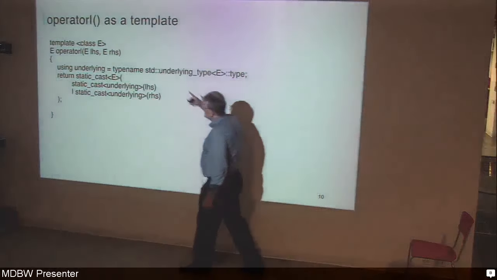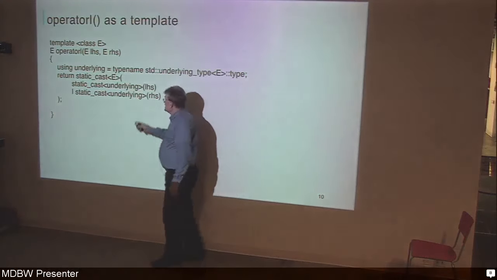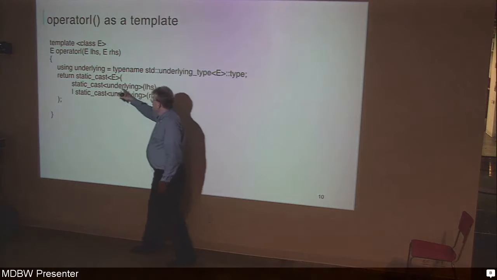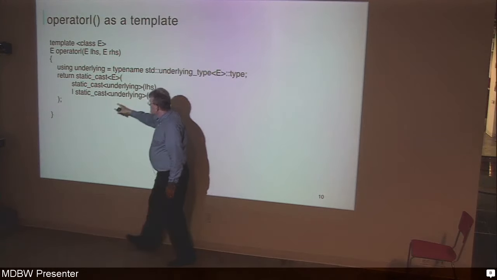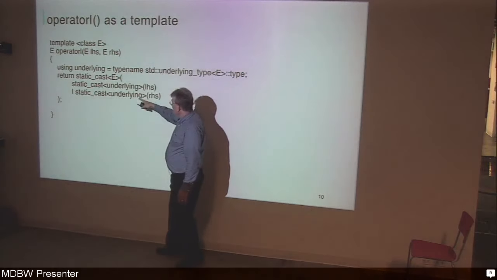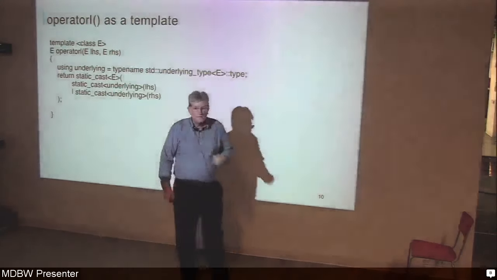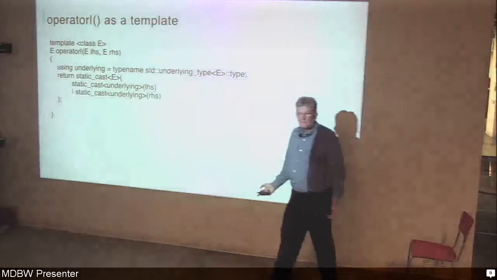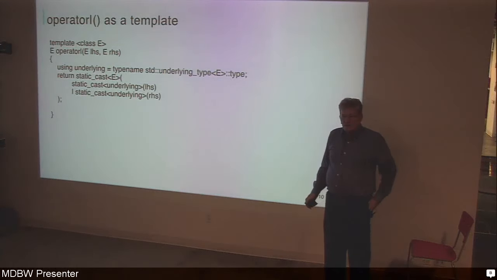And so all we're doing now is what I said before, which is how we could do this, right? We will do a static cast of our enum into whatever the underlying type is, do the OR against the underlying type cast of the right-hand side, and then we return casted back. Okay? Make sense? Problem solved? No? What?